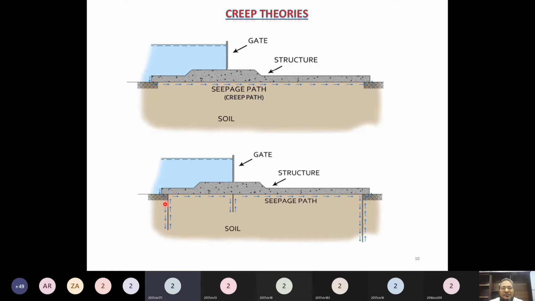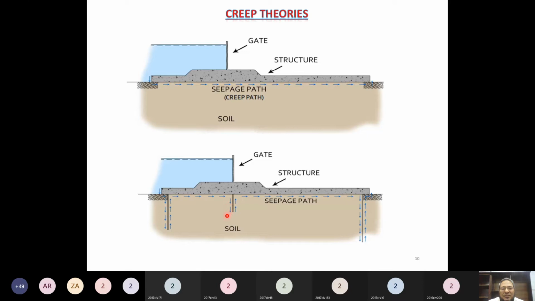These are sheet piles. This is the upstream sheet pile, intermediate sheet pile, and downstream sheet pile. Now, according to creep theory, the water creeps adjacent to the sheet piles and also along the bottom of the floor. How will the water creep? Water will enter from this point and move downward, and then adjacent to the sheet pile, it will move upward, and then it will move horizontally under the floor of the concrete.